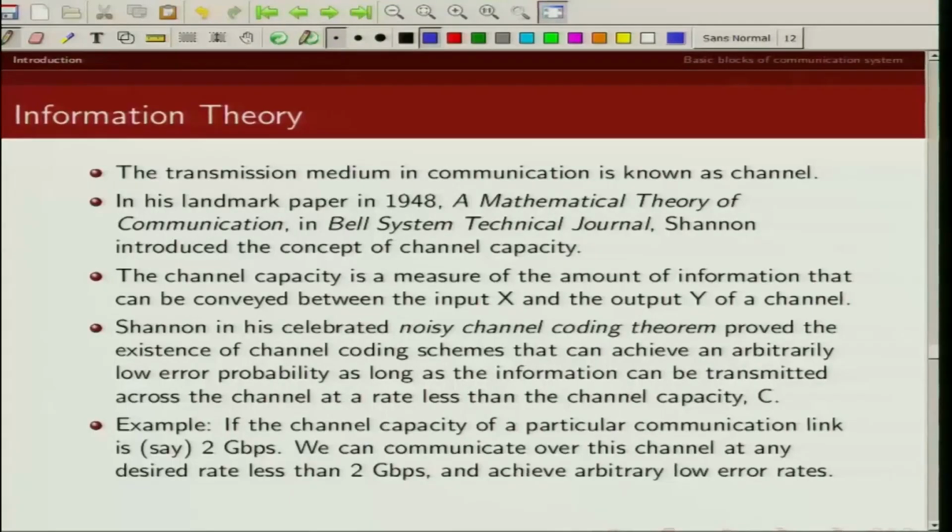So for example, if we say the channel capacity of a particular communication link is 2 gigabits per second, then we should be able to send at any rate less than 2 gigabits per second, and it should be able to reliably communicate.